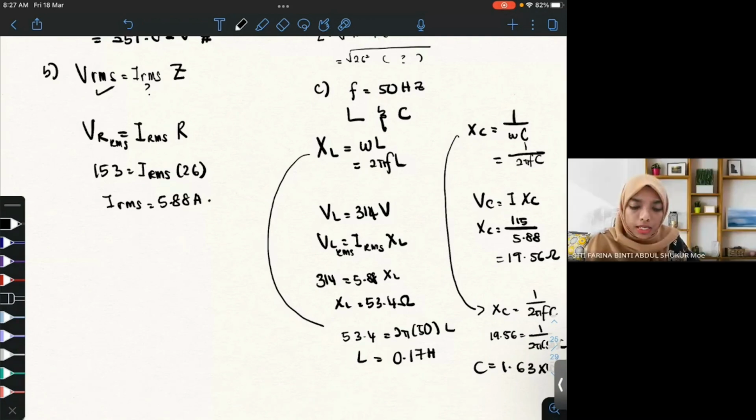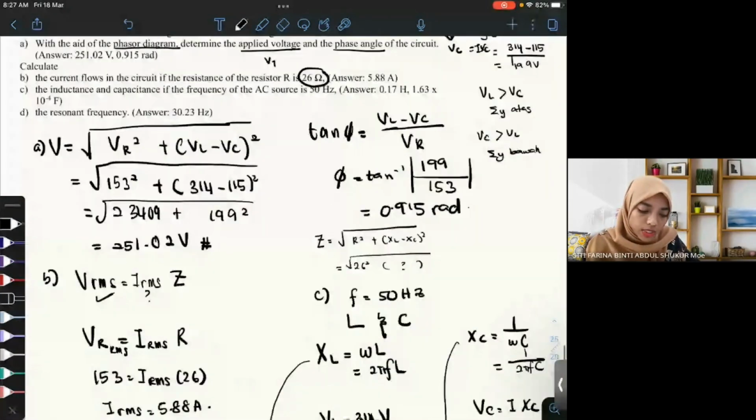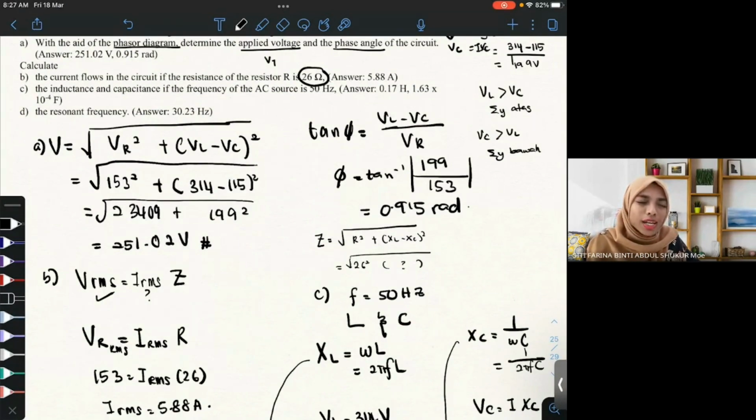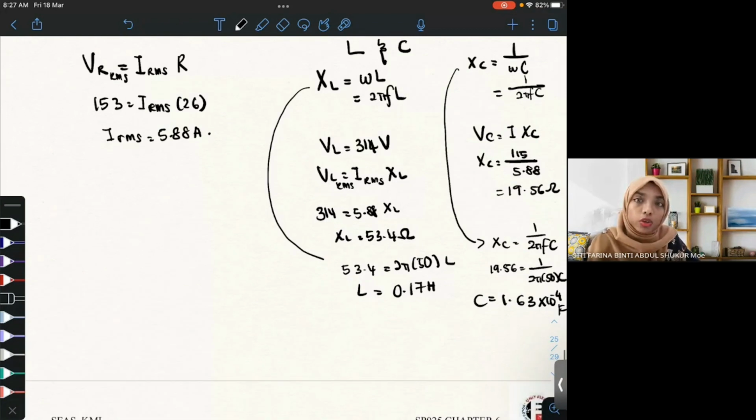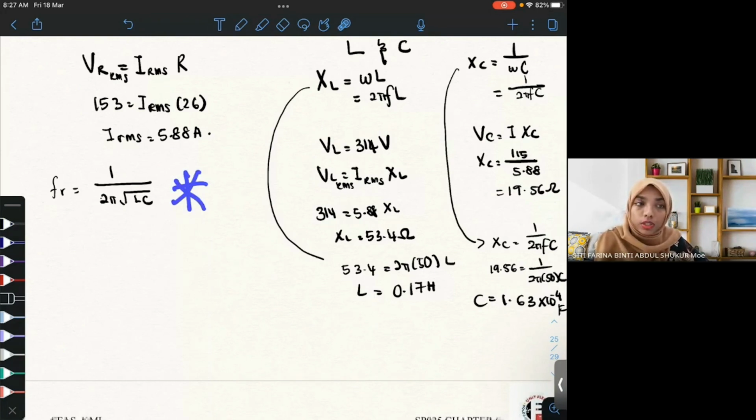Okay, kalau tak ada masalah, kita akan proceed with the last question ya, iaitu the resonant frequency. Okay, you have already watched the video on the resonance frequency. Ada saya bagi video, so kamu tengok. So for resonant frequency, kita ada equation khas, iaitu 1 over 2 pi square root of LC. Okay, memang kalau resonance, this is the equation you will use lah.